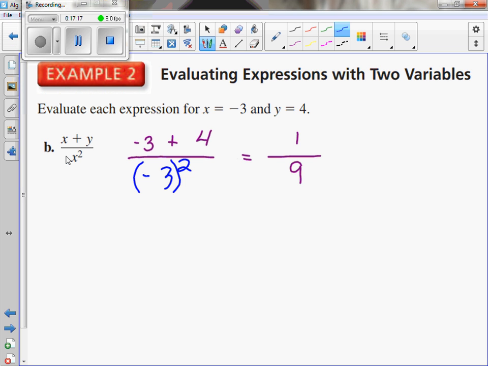Sometimes if you're not sure, putting extra parentheses around the numbers is never a bad thing. If I plug it in like this here, it's not going to change it. It'll just make sure the negatives stay the same. So here it's not a big deal, but with the square, it is important.